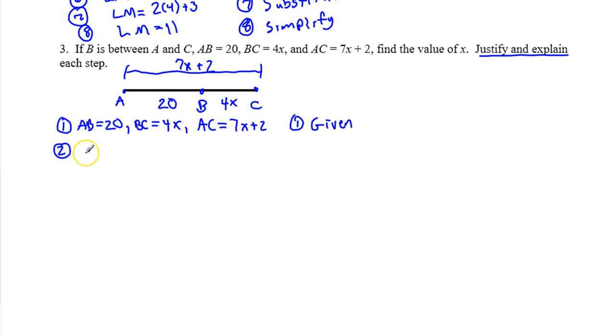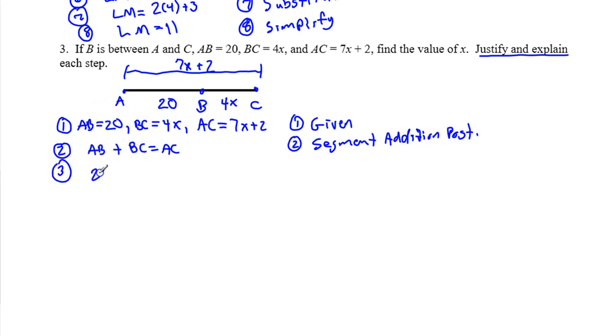All right. Now it's going to be very similar to what we just did last time. AB plus BC equals AC. Why do we know that? That is the segment addition postulate. Okay. So, what next? Well, let's substitute in. 20 plus 4x equals 7x plus 2. And substitution postulate. Okay, sometimes I just abbreviate with a P, that's fine.